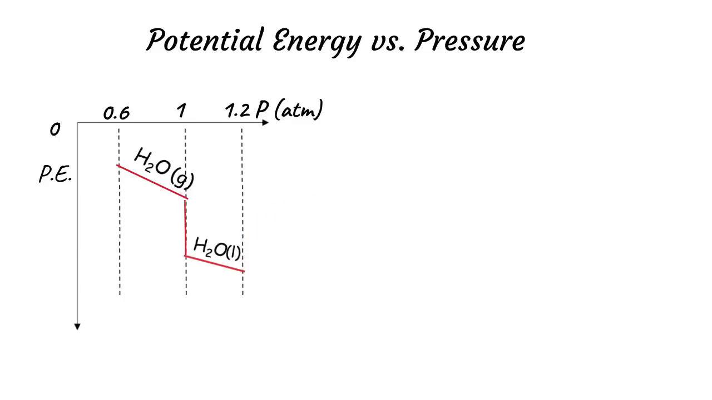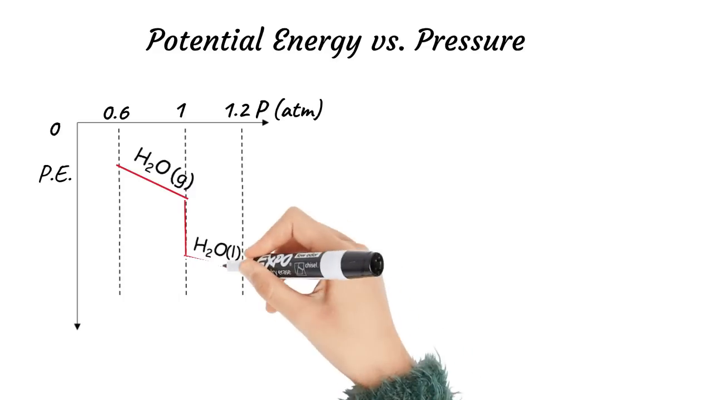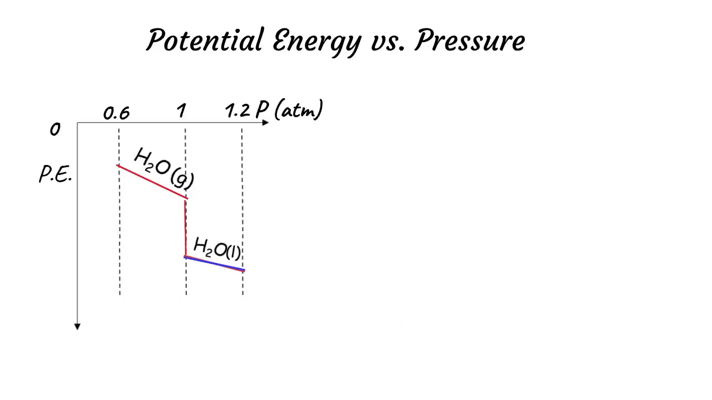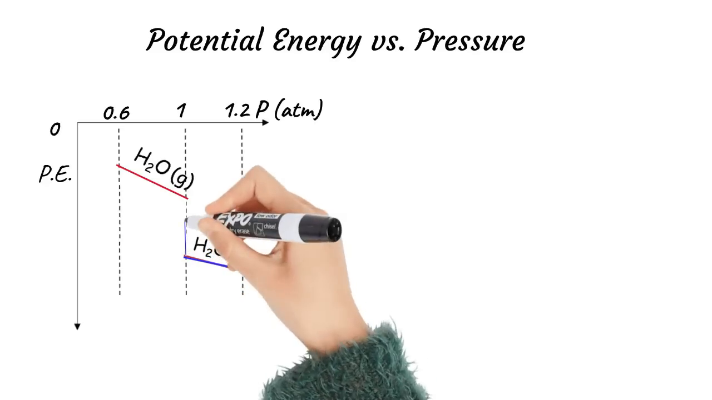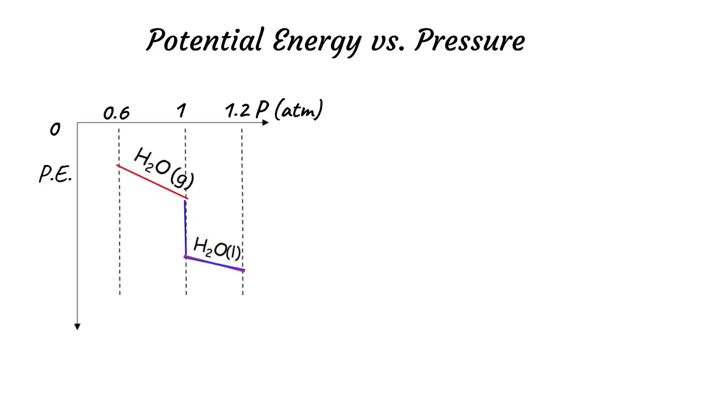On the other hand, decompression, or decreasing pressure, of a liquid, will increase its potential energy. During the phase transition, pressure remains constant until the phase change is complete. Once all the liquid is converted to gas, the potential energy will continue to increase with decreasing pressure. Note that, in general, potential energy is negative.